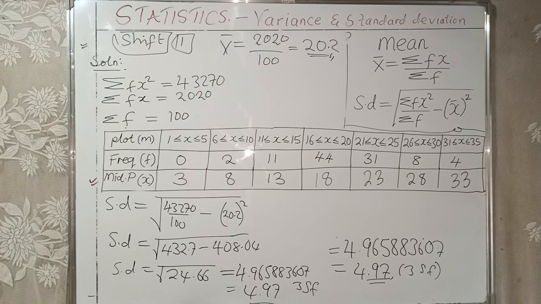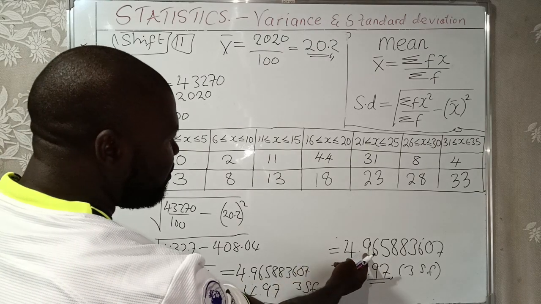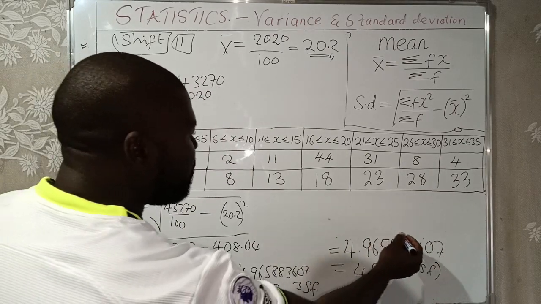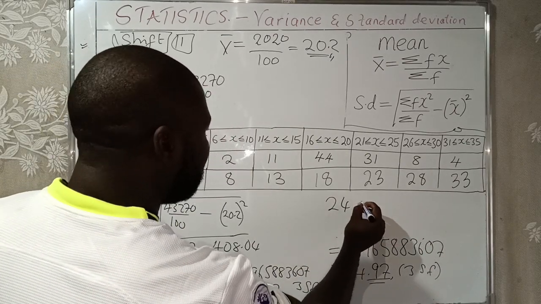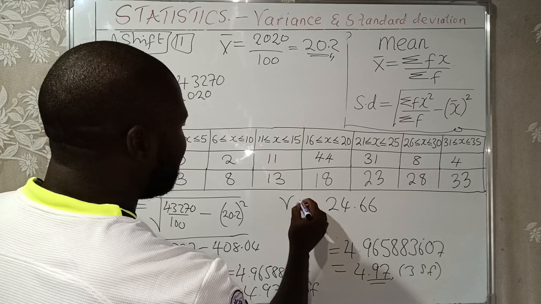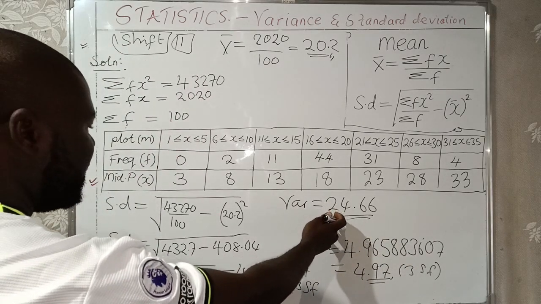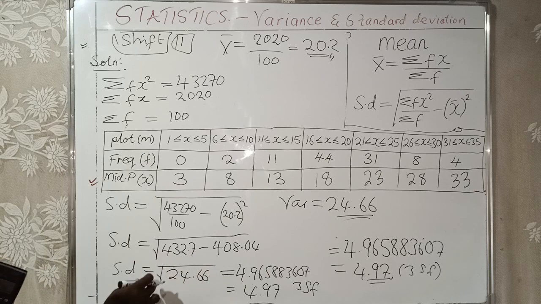All you need to do is to get your standard deviation and you square it. When you square it, you are going to get 24.66. So actually this one is your variance. Or you can get it before finding the square root. So basically, this is how you get your mean, standard deviation, and the variance using your scientific calculator.